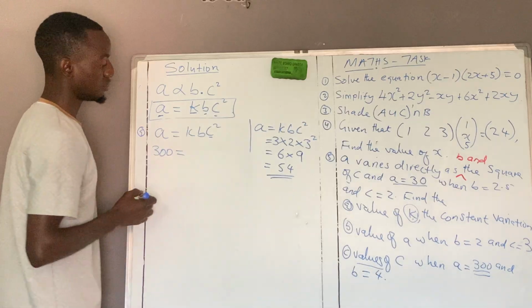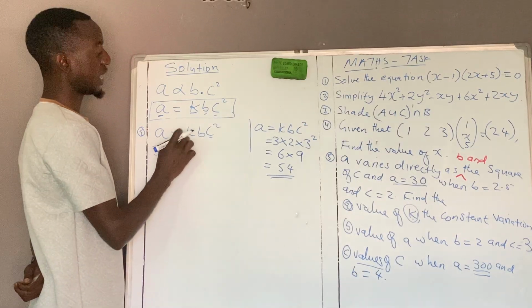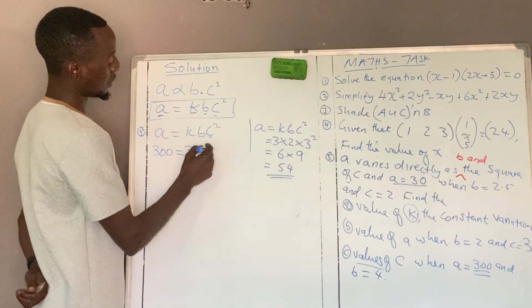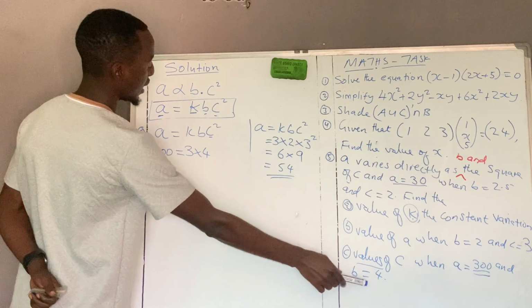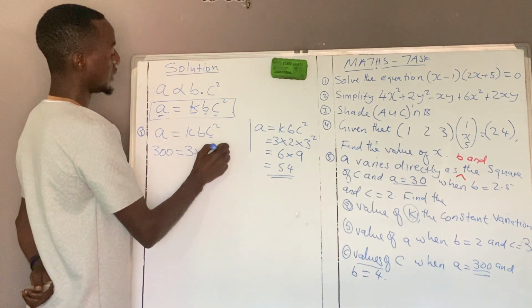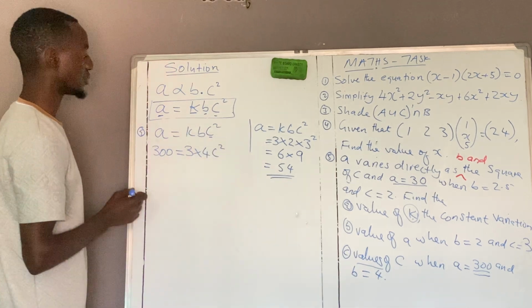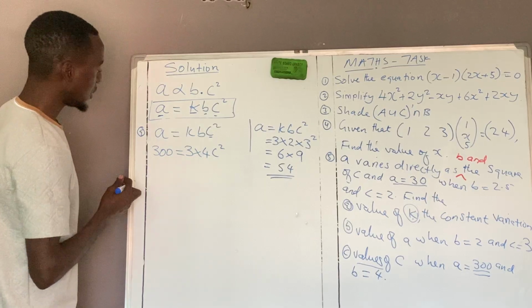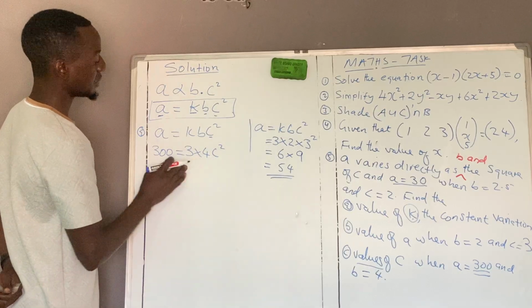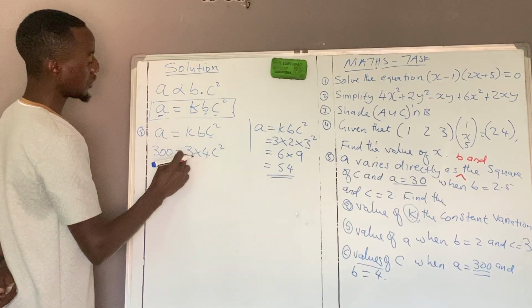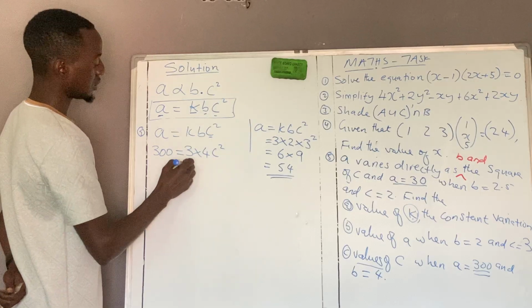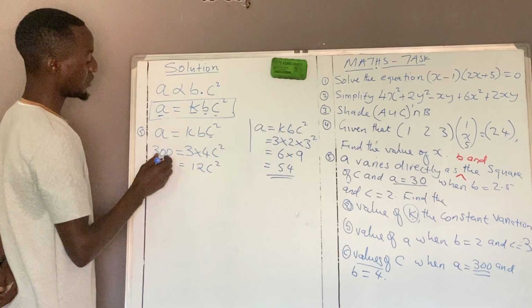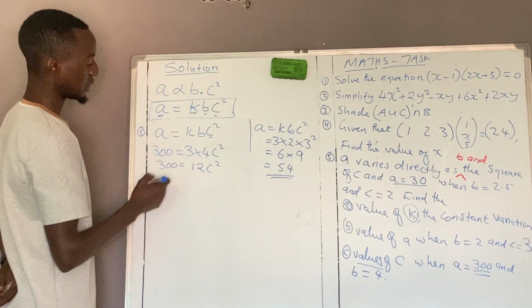So we have 300 should be equal to 3 times, our K is what? 3. 3 times 4. Our B is 5, this one here. Then times C squared. Are you getting the sense here? Okay, then from there now we can multiply this side. So 3 times 4, 12. So I have 12 C squared. This side we have 300.